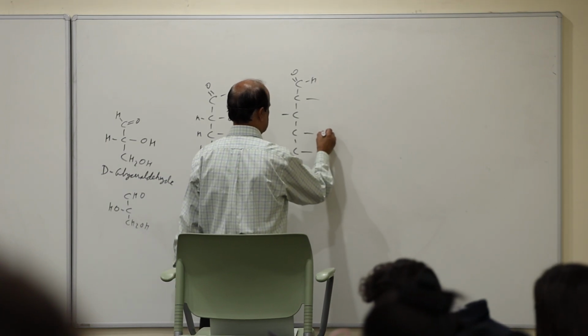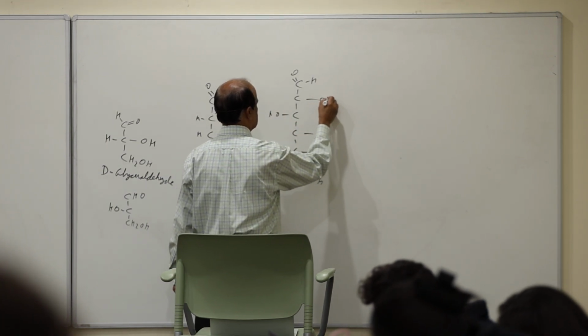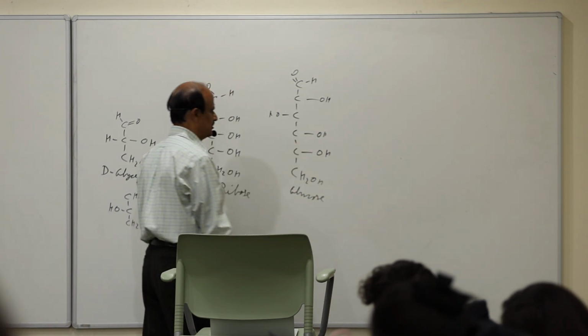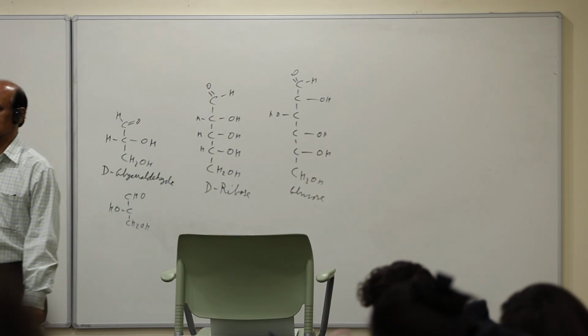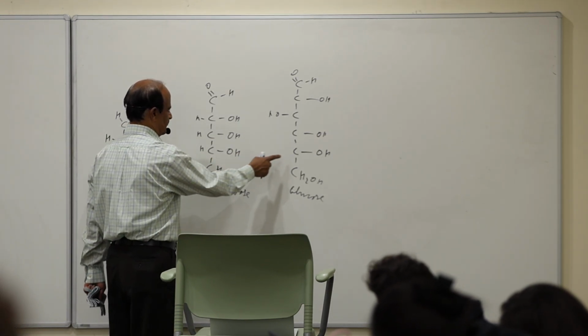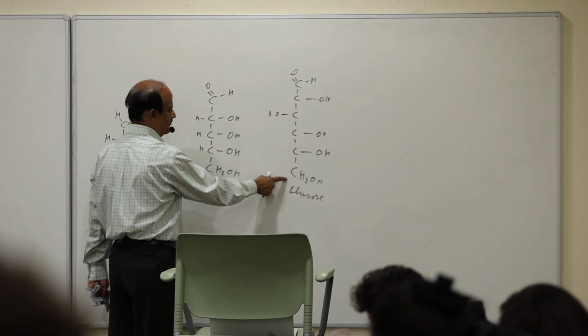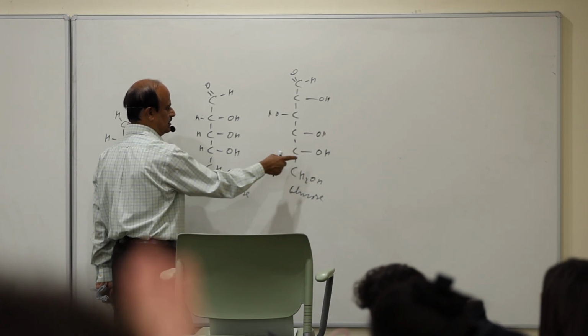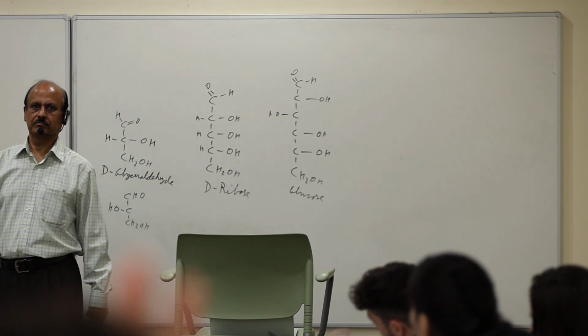Alright, so OH, OH, OH. So this is glucose. And I'm not writing the D because all of them are D, you don't have the L. And that is decided by this OH. Once again, the first chiral center from the bottom decides whether it is D or L. So if this was on the left side, that would be L.